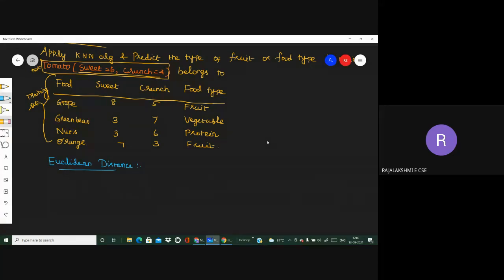Okay, here I'm just writing this Euclidean distance value. Between grape and tomato, I'm going to calculate it, the first sample and the second sample.